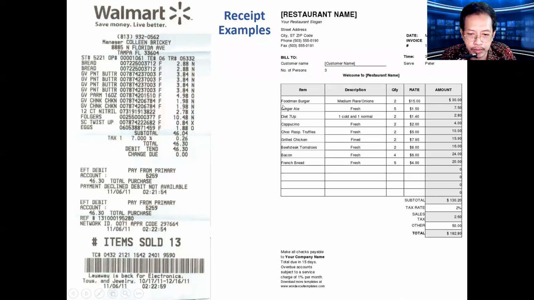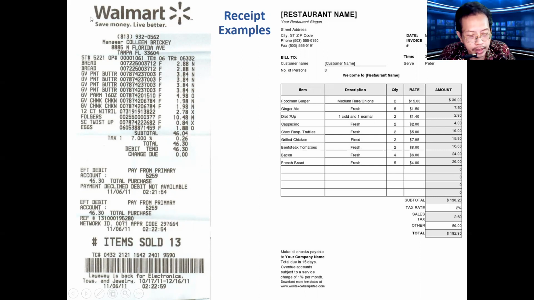And here, take a look, you have the item. The items are Foodman Burger, Ginger Ale, Diet 7-Up, and so on. There is a description of the burger, using medium rare, onions, and so on. The quantity you have in one specific column, and then the price and the amount. And then down here you have subtotal, tax, sales tax, others, and the grand total. Now this is different from the one on the left, from Walmart. This is the one that we want to try to emulate.